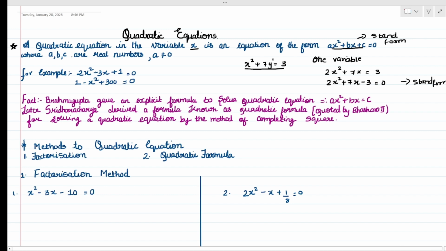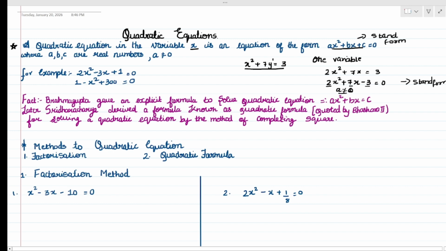Okay. Here a, b and c are real numbers and a is not equal to 0. What does this mean? That the coefficient of your x square, the coefficient of your x, or c, that means your constant term, should be a real number. It should not be 0.